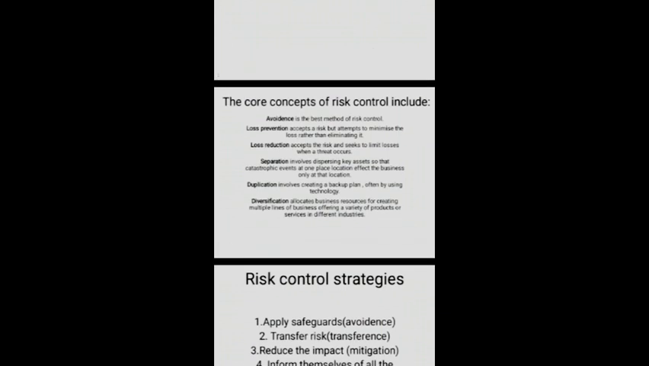Next, we are going to discuss risk control strategies. First one, apply safeguards. It means avoidance of risk. Then transferring the risk. Third one is reducing the impact caused by those risks. And the last one, inform themselves of all the consequences and accept the risk.